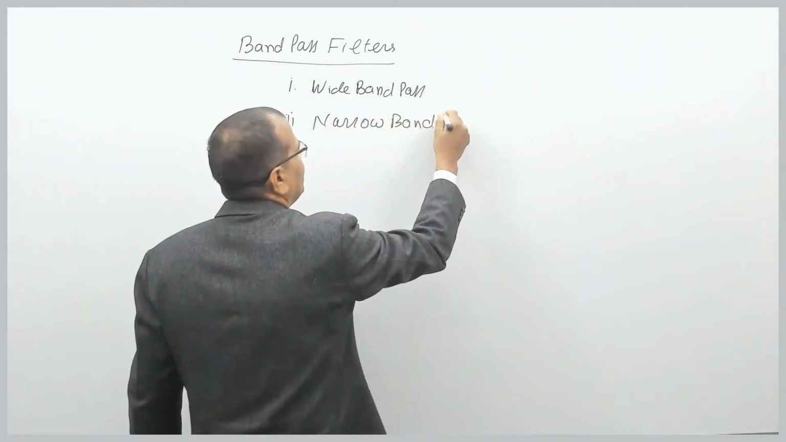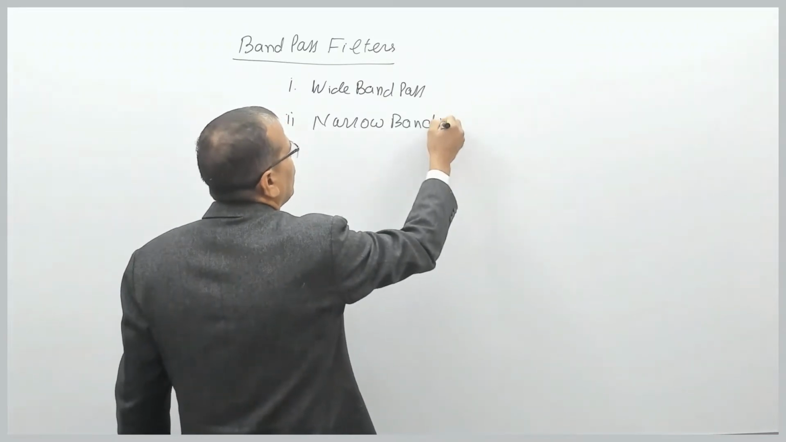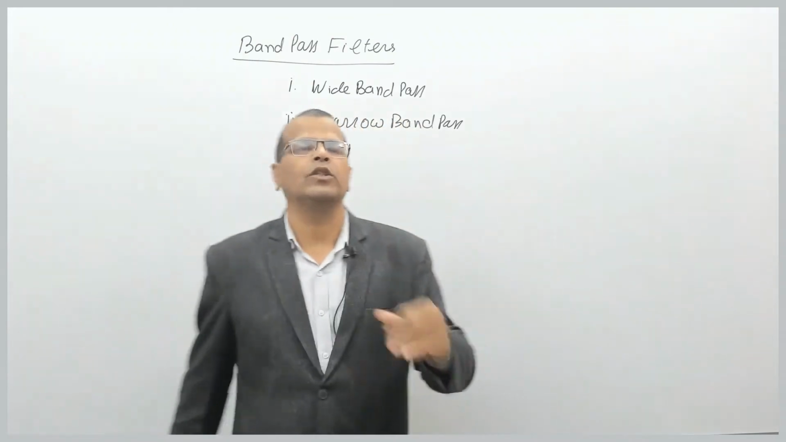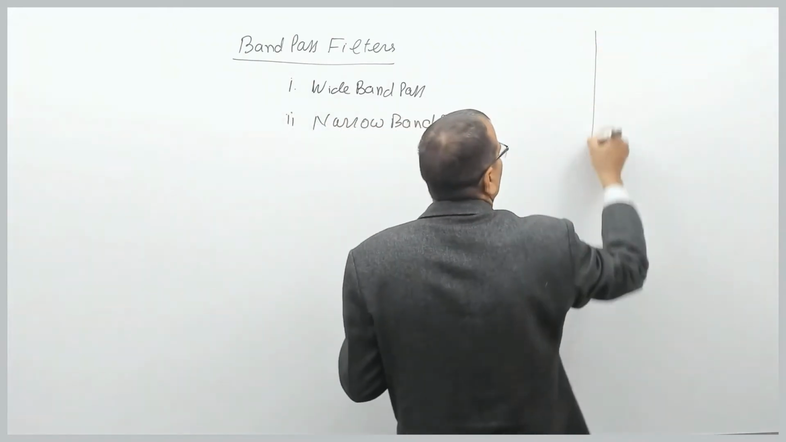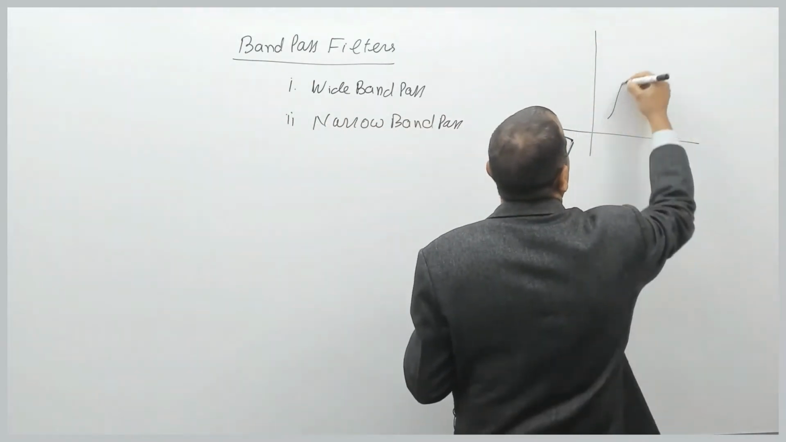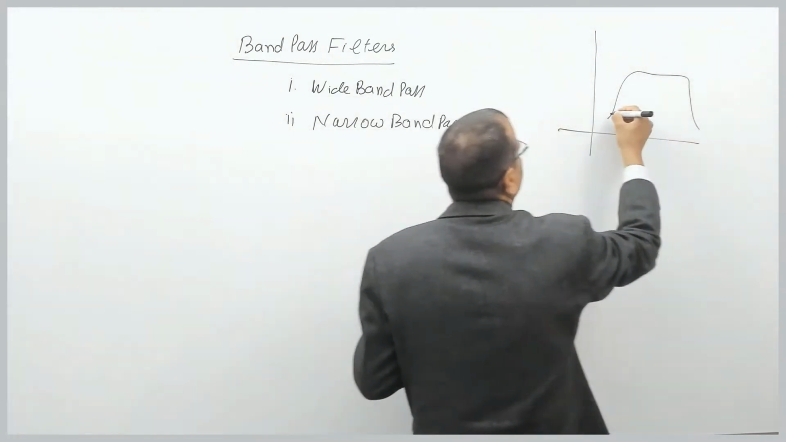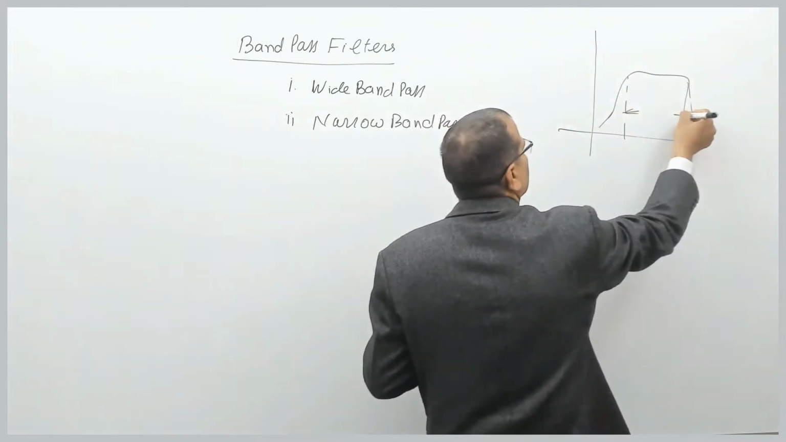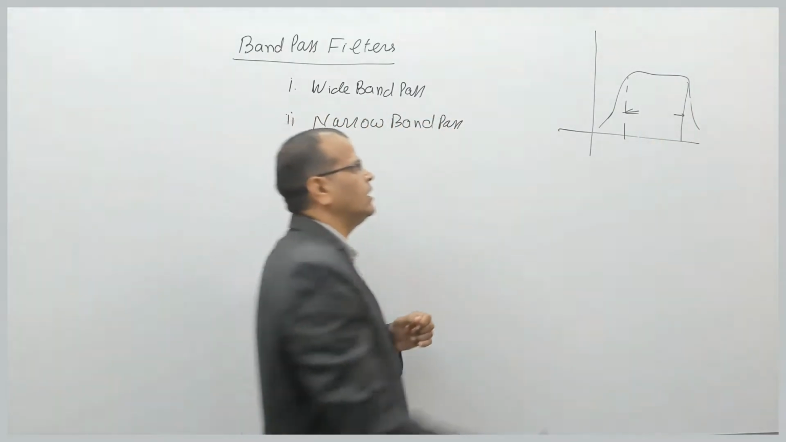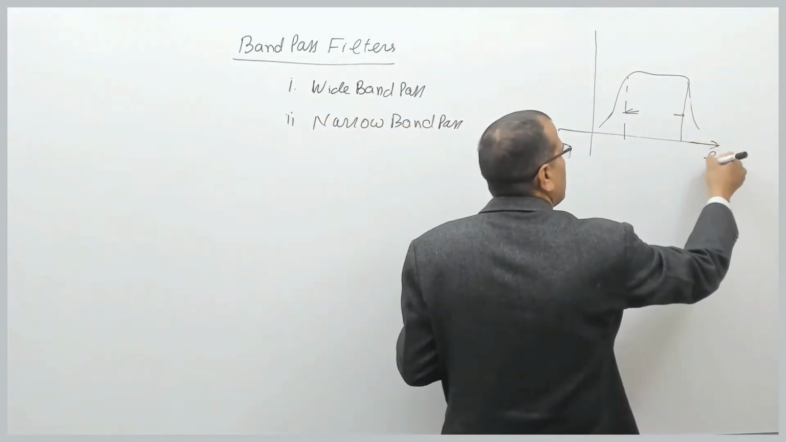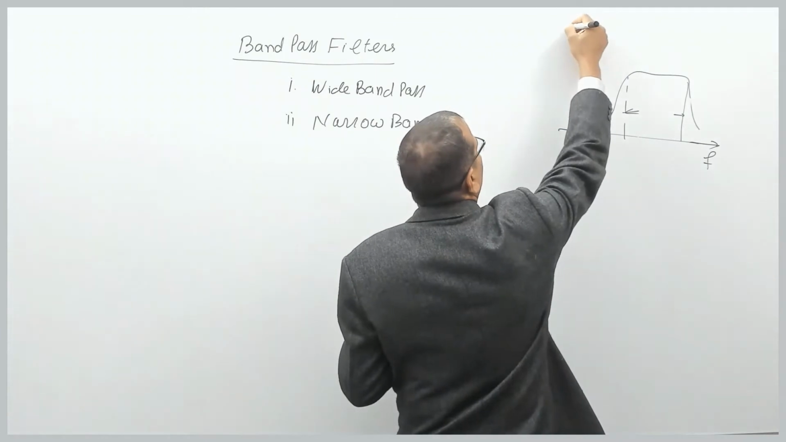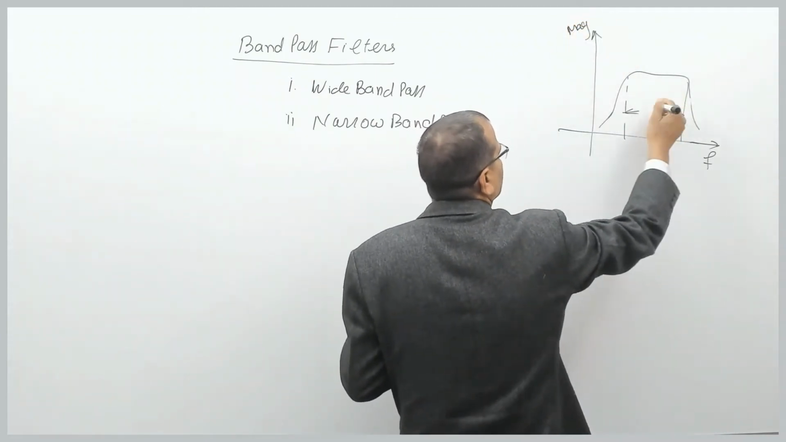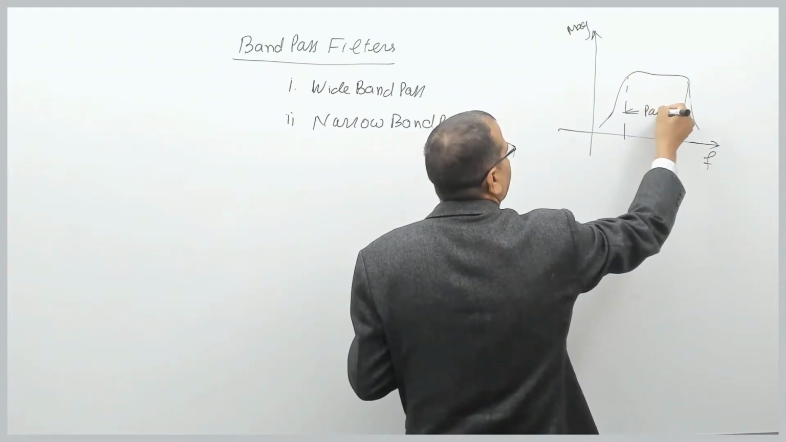First of all, you should be knowing the meaning of band pass filter. A band pass filter is one which allows a certain band of frequencies and it attenuates the other frequencies. It allows these frequencies to pass through. This is frequency f and this is magnitude of transfer function. So it allows to pass through it, that is pass band, right?